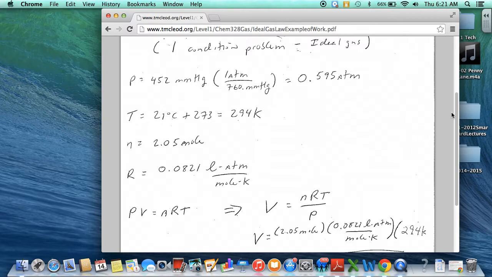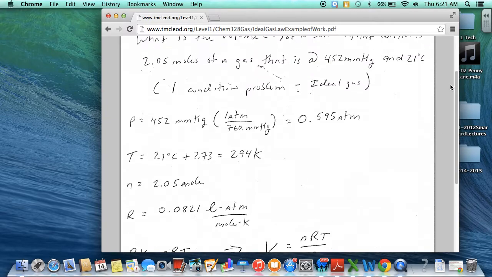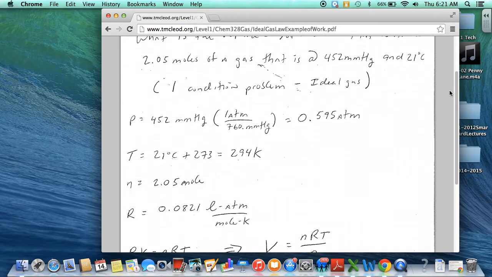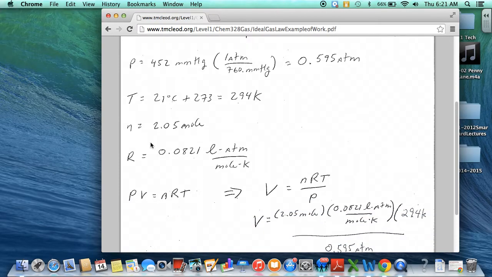So that's how you do an ideal gas calculation. The big thing again is you are going to use one R value only, and you need to take all the units that you have and put them into the units of R.